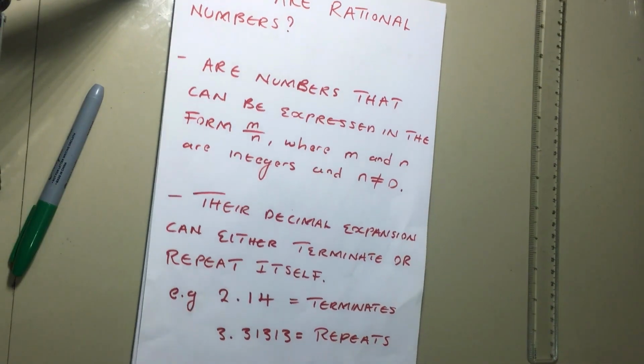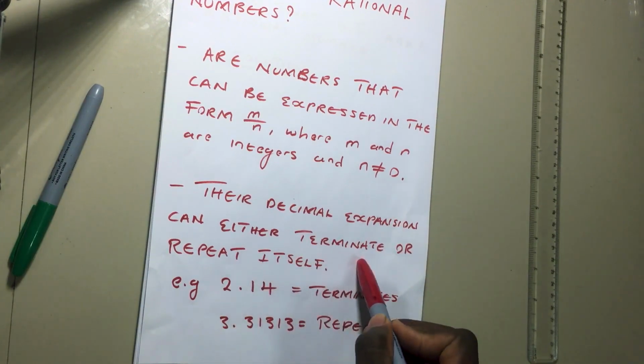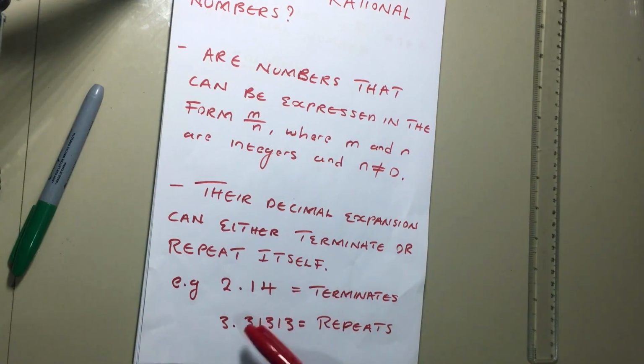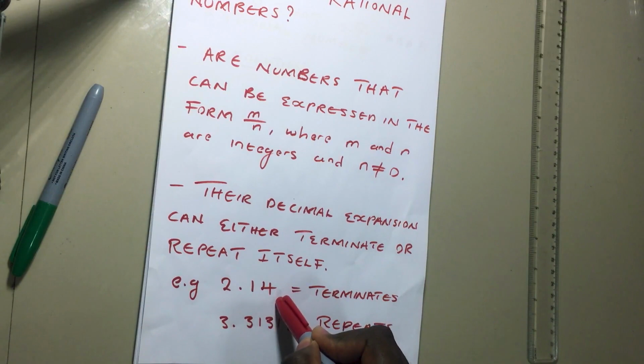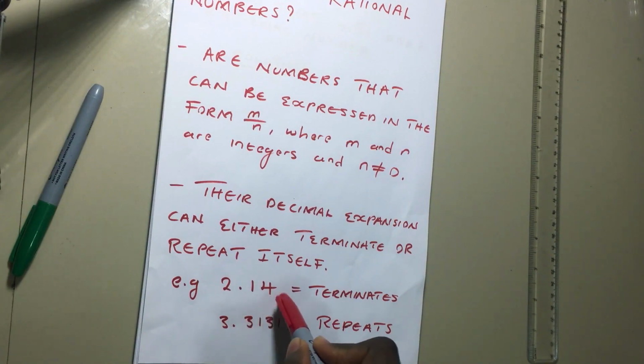Another thing you need to take note of about rational numbers is that their decimal expansion can either terminate or repeat itself. We have examples here showing that. We can see that 2.14 does not continue, it just ends at 4, so the decimal expansion terminates. And here we can see that 3.3131 repeats. So any number that has a decimal expansion that terminates or repeats itself is a rational number.